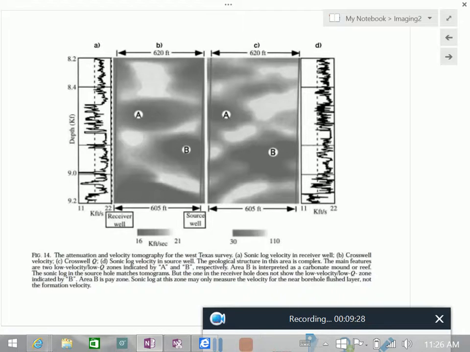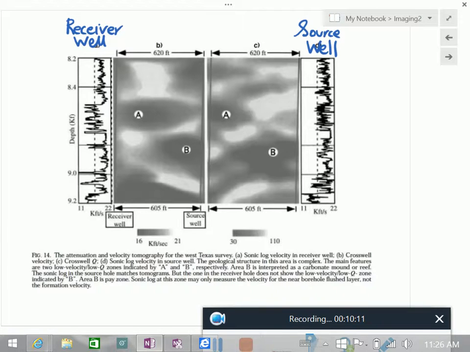Let's see what we are looking at. This is field data. So we have A, B, C, and D. So here is the receiver well. We have 2 boreholes, okay, 620 feet apart. So this is the receiver. Here is the source. So here we don't call it array or ultrasonic or anything like that. The terminology is different, but the concept is exactly the same.